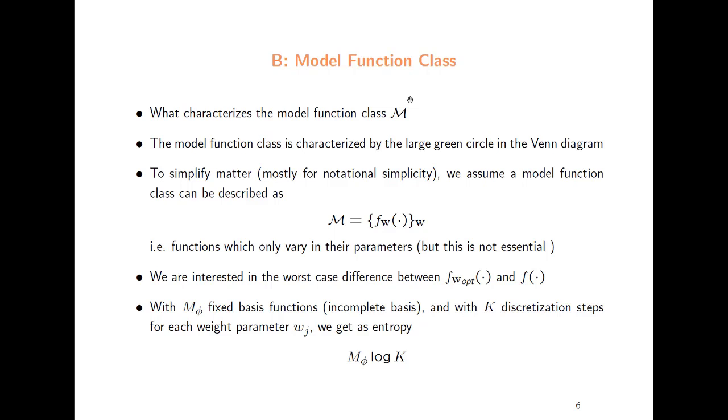And one thing we are interested in is the worst case difference between the true function and the best one out of our class. This is the W-opt. And if we choose as our model class fixed basis functions with M phi basis functions, which is an incomplete basis, obviously, then this astronomical number reduces to M phi log k. So that's much nicer. If we can control the number of basis functions, we are in good space.